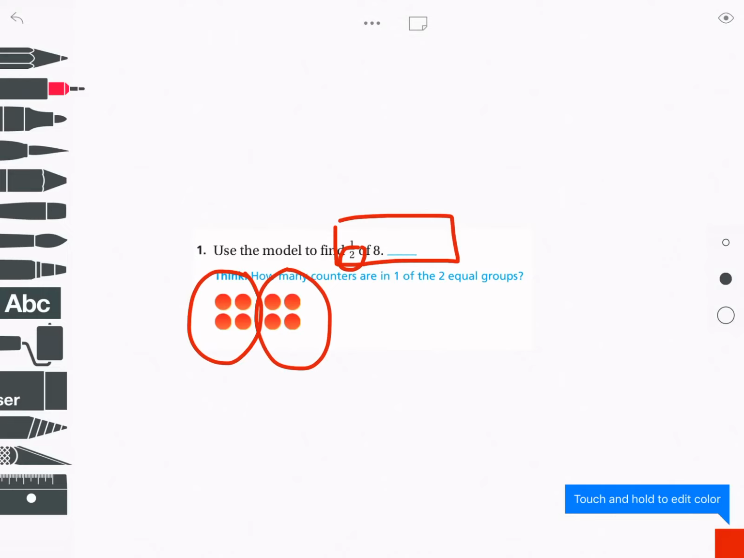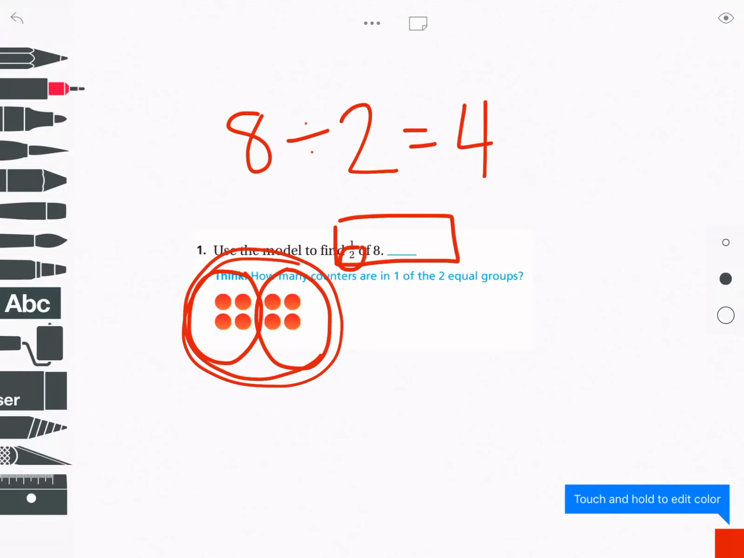So you might notice that that looks familiar from division. When we took 8 and made 2 equal groups and then saw how many were in each group, we ended up with 4. 8 divided by 2 equals 4. Well, figuring out the fraction of a whole number is actually very similar. You're taking the whole number, the total counters, and then you're dividing it by the number that is the denominator, because that's how many parts are in the total. So half of 8 would equal 4, because 8 split in half would be 4 in each group.